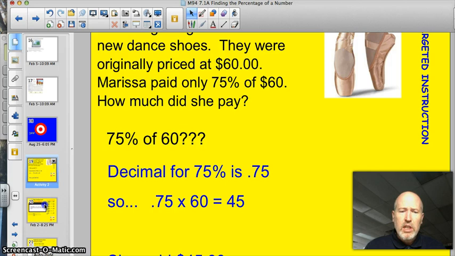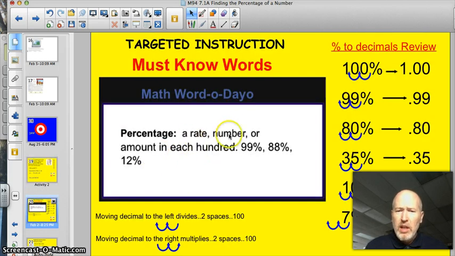All right, let's take a look at the vocabulary word of the night. Percentage. That's the rate or amount in each 100. These are all percentages: 99%, 88%, 12%.